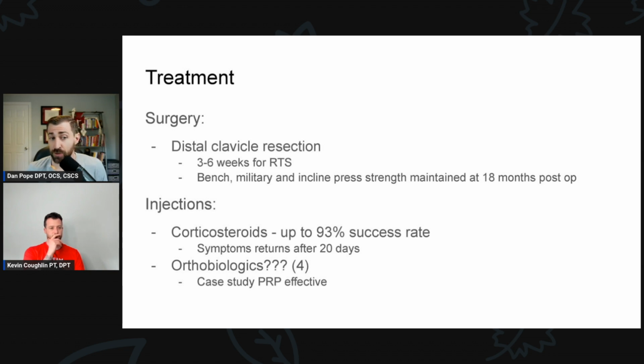The other potential treatment is orthobiologics. The new kid on the block, so stem cell treatments, PRP, and so on and so forth. Are these effective? To be honest, we're not really sure yet. I did find a case study, which again is terrible evidence in the hierarchy of things, but it did seem that, at least in that case study, PRP was effective.